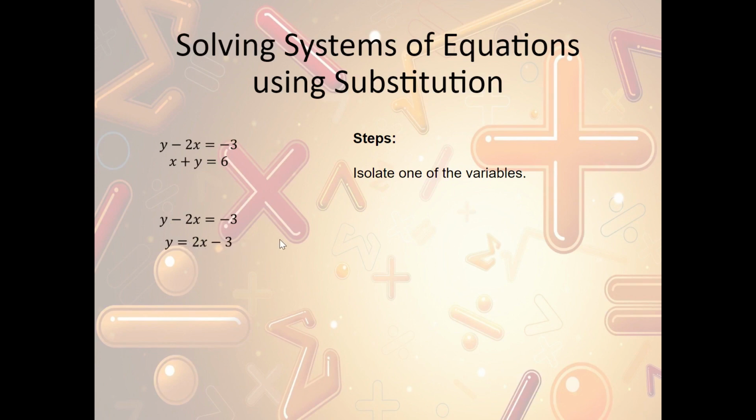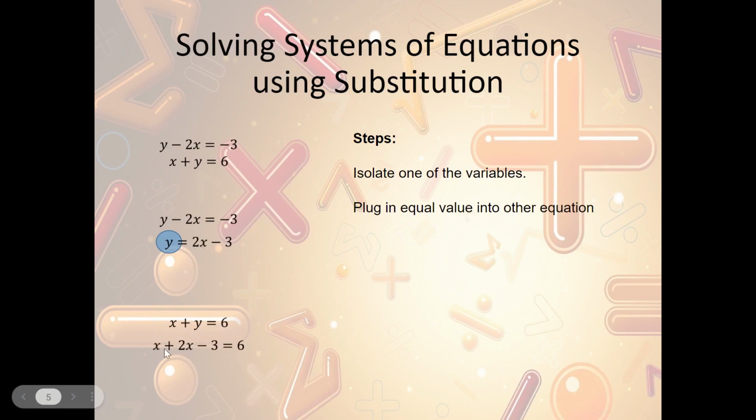Now it's isolated. Now I can go ahead and plug it into the other equation. So I have x plus y equals 6. But y is really equal to 2x minus 3. So I'm going to plug that in for y. So now it says x plus 2x minus 3 is equal to 6.